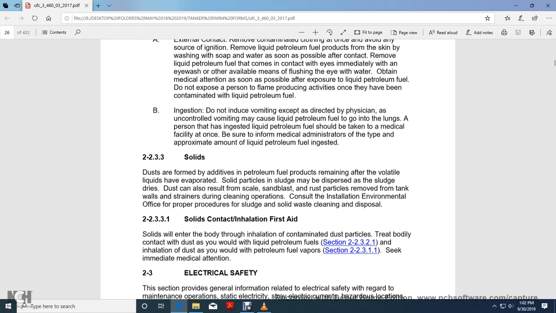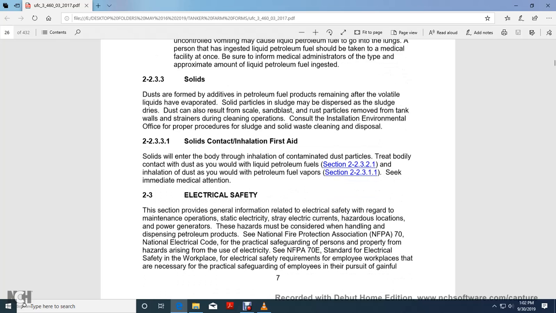2.2.3.3.1 Solids containing contact and inhalation first aid. Solids can enter the body through inhalation of contaminated dust particles. Treat bodily contact with the dust as you would liquid petroleum fuels, and treat inhalation of the dust as you would petroleum fuel vapors. Seek immediate medical attention.